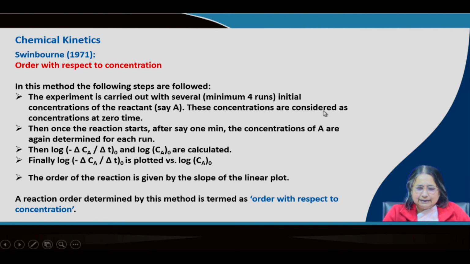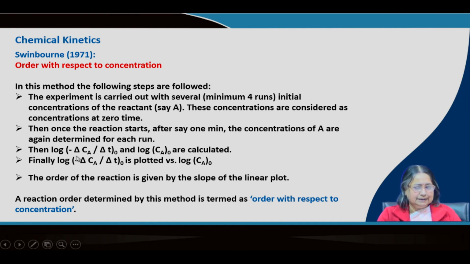These concentrations are considered as the concentration at 0 time. Now the reaction starts. We have 4 experimental setups, the reaction starts, and a small interval is taken, say 1 minute, and then the concentration of A is measured for the 4 runs. Then delta Ca, the concentration difference between 0 minute and 1 minute, we can easily find out, and delta T here is 1 minute.